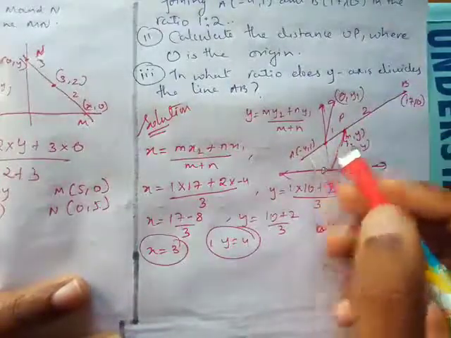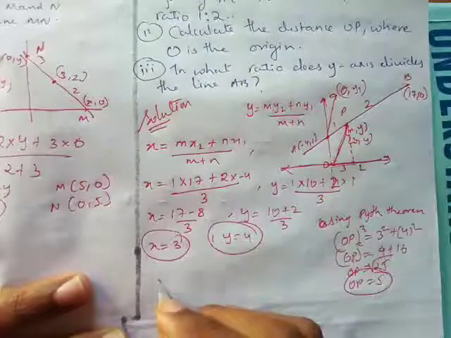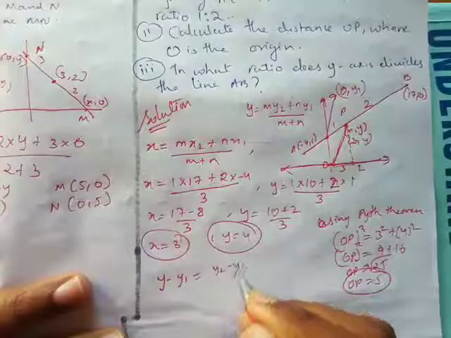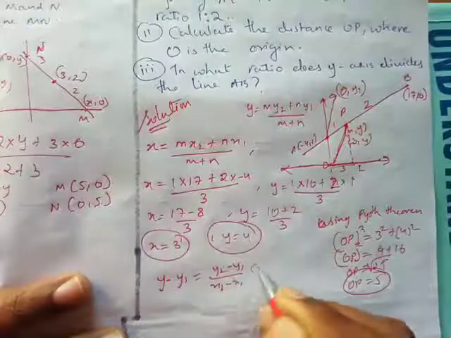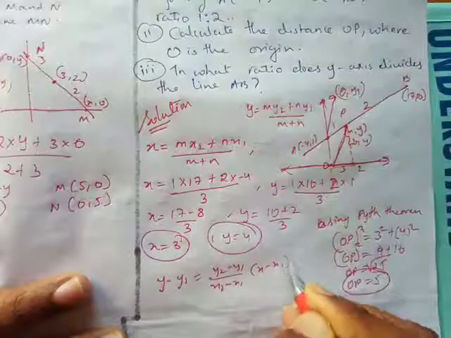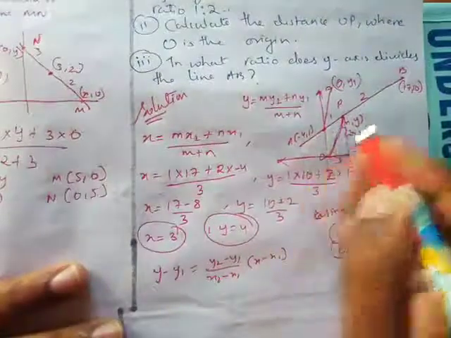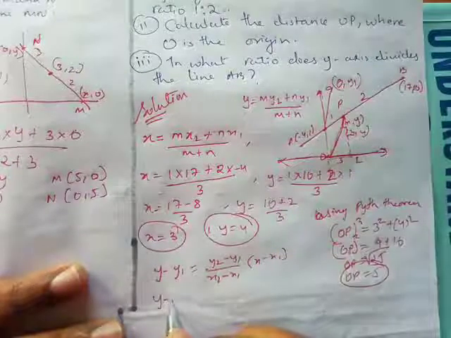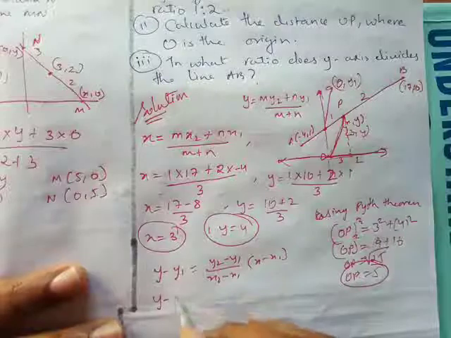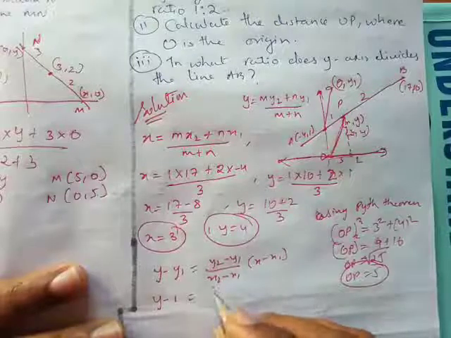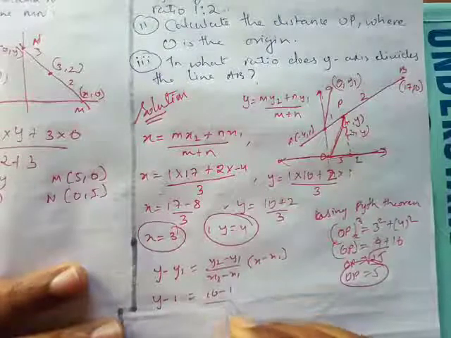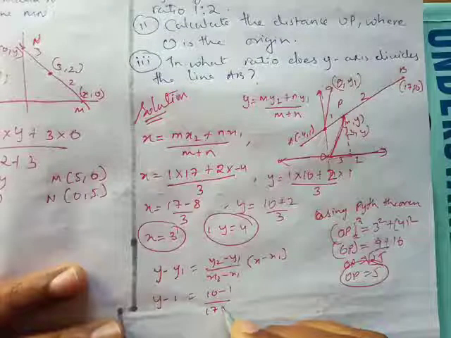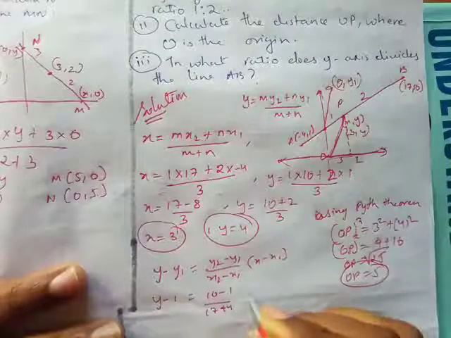So what I'll do first, I'll find the equation of this line. How to find the equation of this line? y minus y1 equals y2 minus y1 upon x2 minus x1, times x minus x1. Is that okay? Now these are the 2 points given, so this is x1 y1 x2 y2. So y minus y1, that's going to be 1, equals y2, that is 10, minus 1, upon x2, 17 minus x1, that is minus 4, तो plus 4 हो जाएगा.